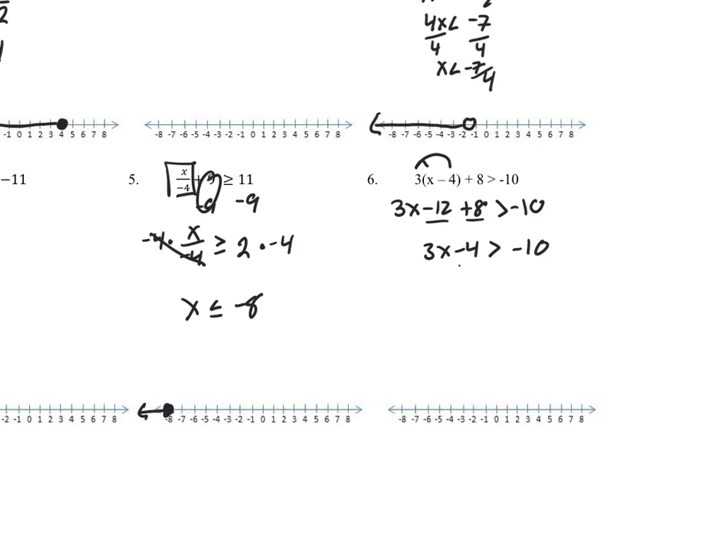And we're going to keep going. So we'll add 4 to both sides. We get 0 here, so we're left with 3x is greater than negative 6. Divide by 3. We're dividing by a positive, so we don't have to worry about flipping. x is greater than negative 2. No equals to, so that means an open circle, greater than, going off to the right.